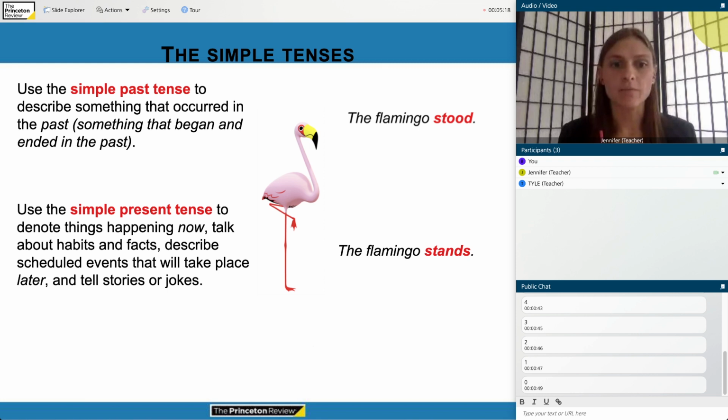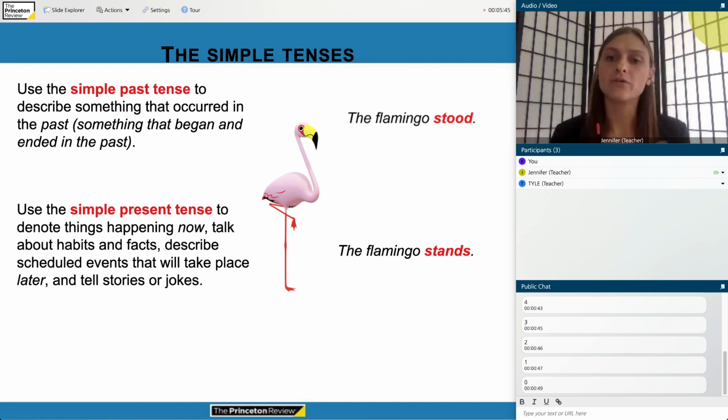Or we can talk about habits and facts. We can talk about a story. So I could start telling a story. I'm in line at the grocery store and this person cuts me off, jumps in front of me, right? I'm not telling you about something that happens right now. I'm telling you a story about the past, but I'm using the simple present tense. So there are lots of little different uses for the simple present tense, but just remember it's just one simple verb and there are different conjugations.